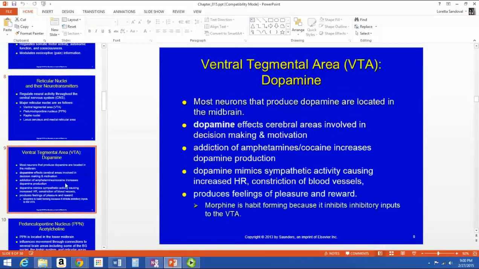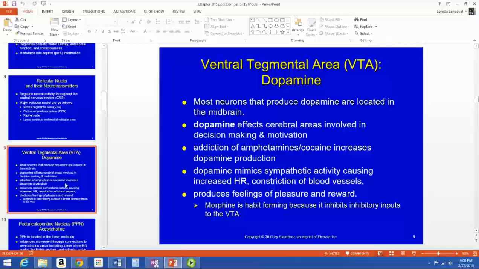But the VTA, what it does is it produces dopamine. So most of the neurons in the brain that produce dopamine are located in the midbrain. And dopamine affects cerebral areas involved in decision making and motivation. The addiction of amphetamines and cocaine increases dopamine production.